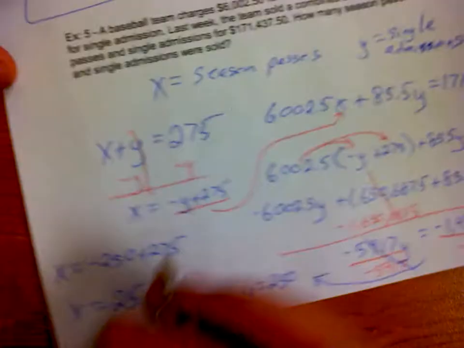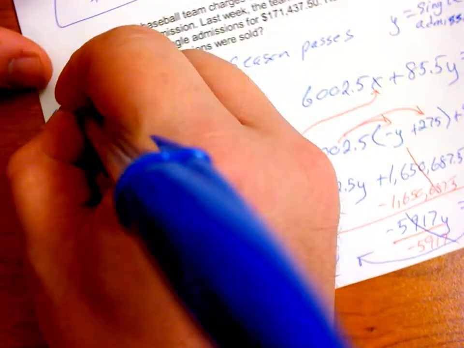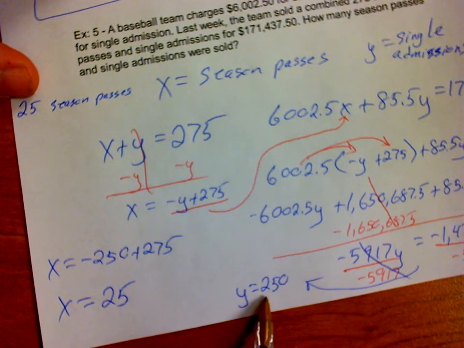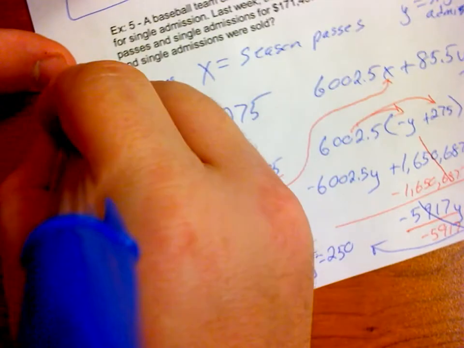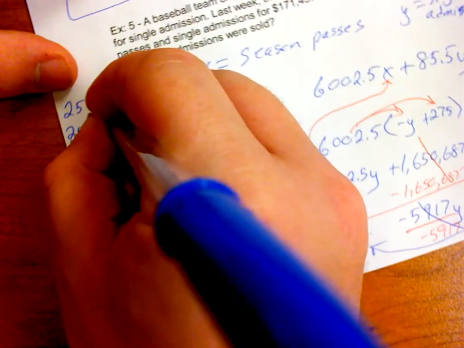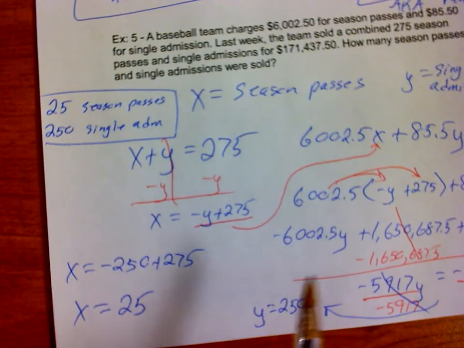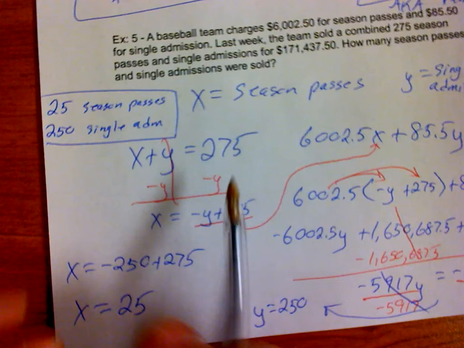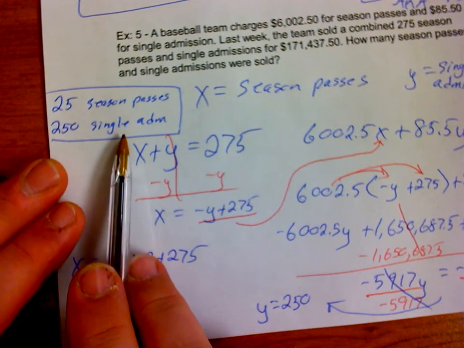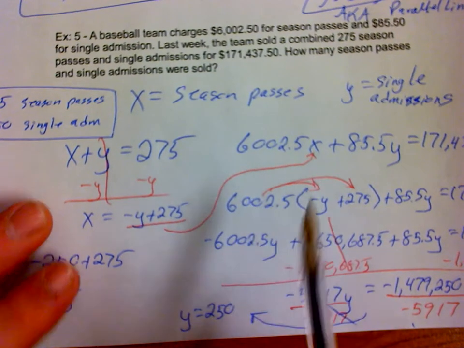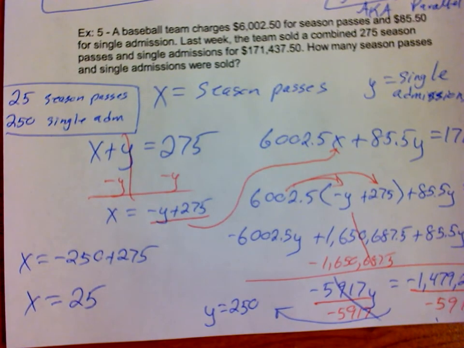X was the season passes, so they sold 25 season passes. Okay? And 250 was the Y, those were the single admissions. They sold 250 single admissions. I'm going to go ahead and abbreviate that as ADM there. Okay? Admissions. A little bit longer of a problem because we have to deal with the money values here that they were giving us, but still able to use the same process as we were on the previous examples.